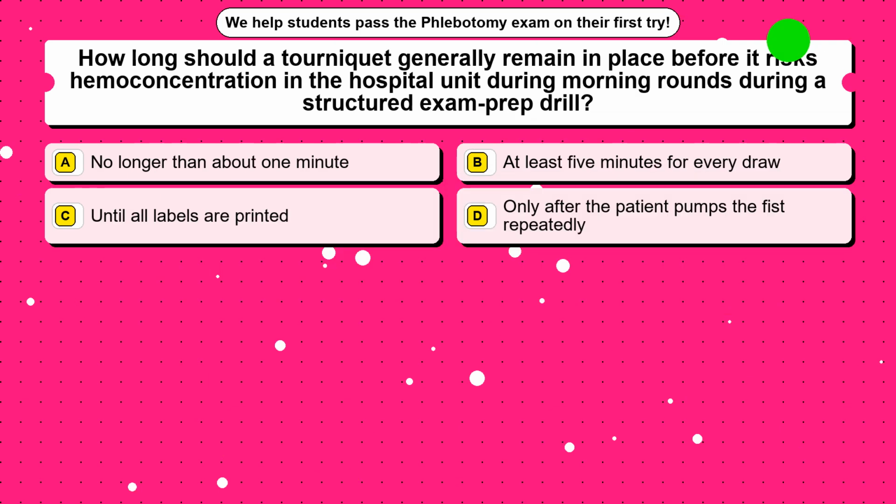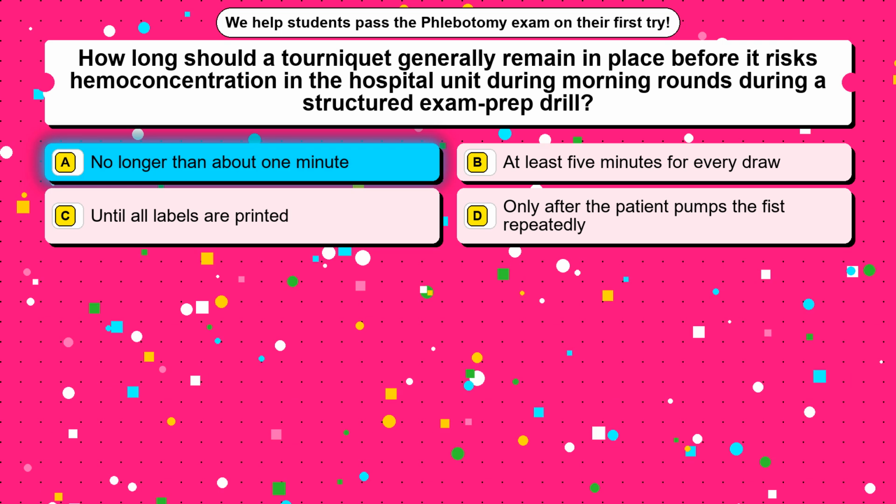Question 20. How long should a tourniquet generally remain in place before it risks hemoconcentration in the hospital unit during morning rounds during a structured exam prep drill? Option A. No longer than about 1 minute. Option B. At least 5 minutes for every draw. Option C. Until all labels are printed. Option D. Only after the patient pumps the fist repeatedly.